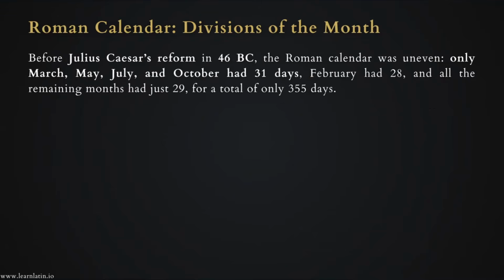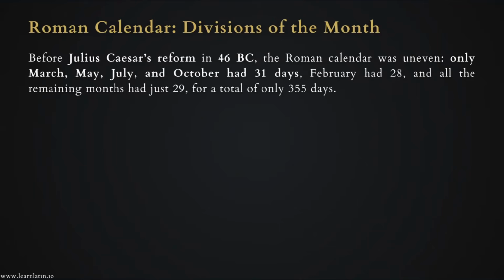And before that, the calendar was uneven in the sense that only March, May, July, and October had 31 days. February had 28, and all of the rest of the months, ceteri menses, had just 29 days. By the way, this was equal to only 355 days. So they had to add 1 month every few years. So that was quite confusing, by the way.